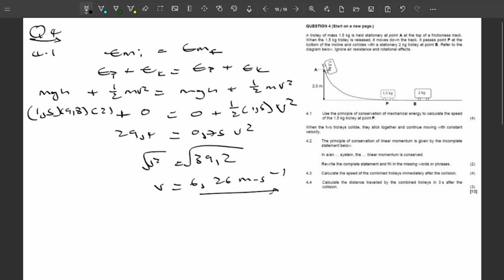Moving to the second one. When the two trolleys collide, they stick together and continue moving with a constant velocity. I'm reading the question, by the way.